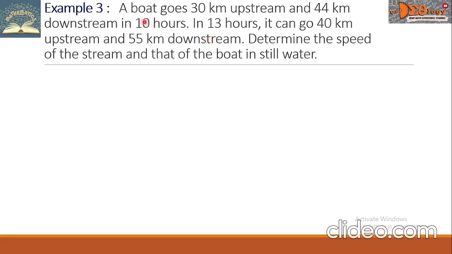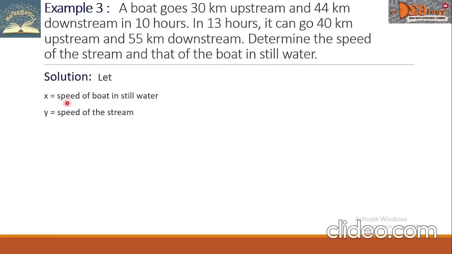Example 3. A boat goes 30 kilometers upstream and 44 kilometers downstream in 10 hours. In 13 hours, it can go 40 kilometers upstream and 55 kilometers downstream. Determine the speed of the stream and that of the boat in still water.